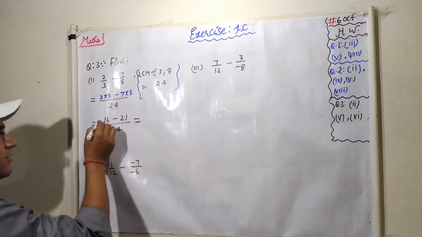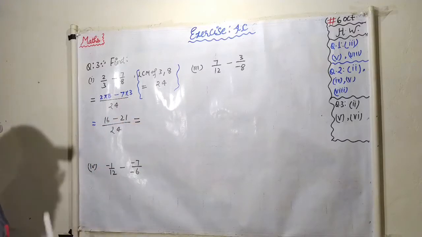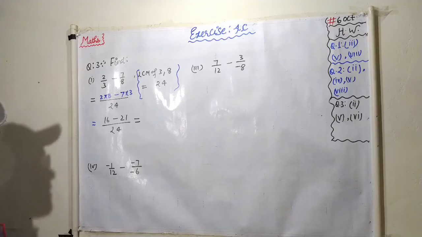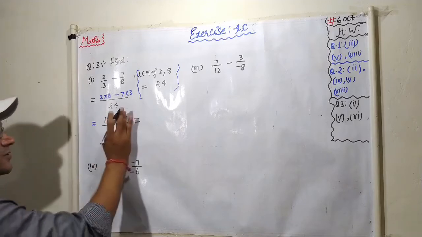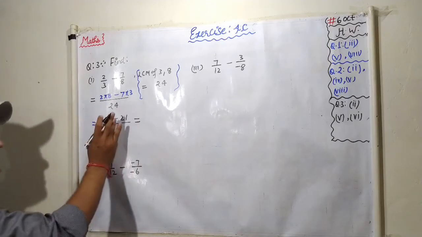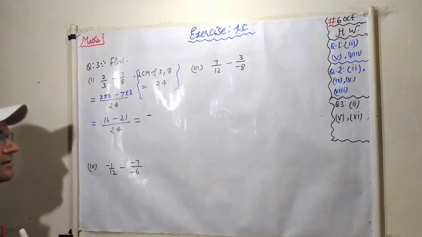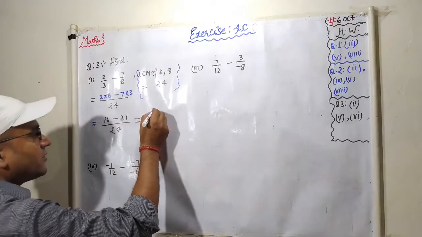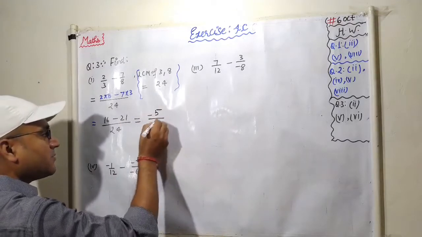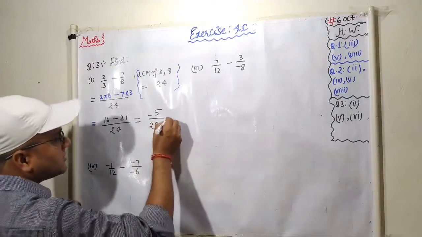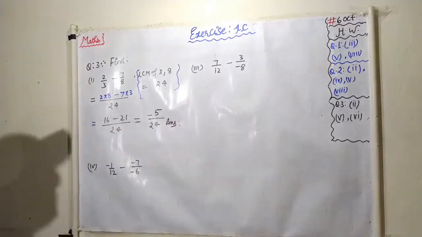Okay, one is positive, other is negative. Unlike signs, subtract the quantity and put the sign which has the greater absolute value. 21 is greater than 16. Its sign is minus. It means that in your answer you will get the minus sign. So 21 minus 16, you will get 5. So minus 5 upon 24 is your answer for this case, students.